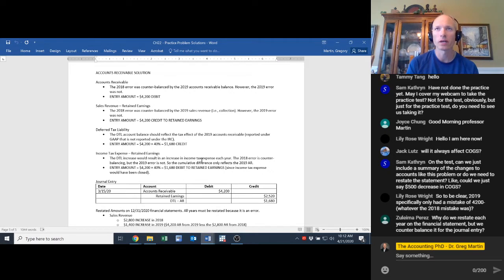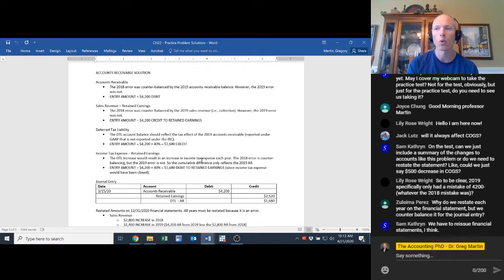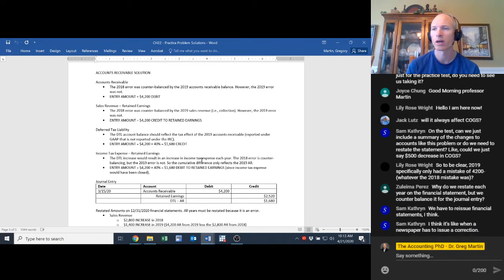it accumulates the 2018 effect, or it's been counterbalanced, or the 2018 would have been counterbalanced. So again, understanding that 2018 either went away or it's included in the 2019 balance. And then Zuli asks, why do we restate each year on the financial statement, but we counterbalance?